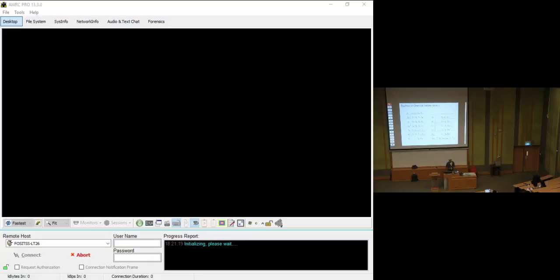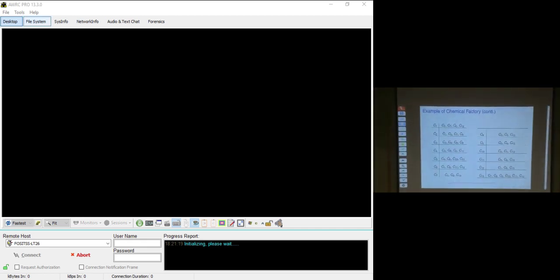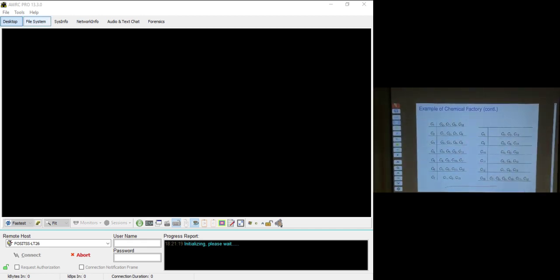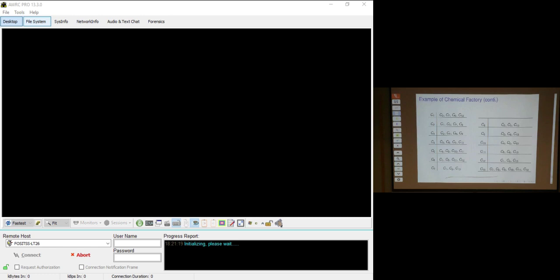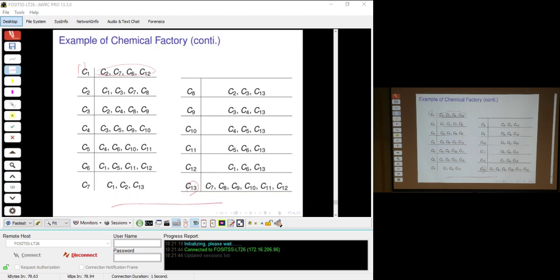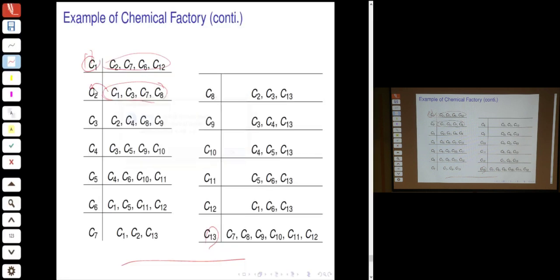that no dangerous combination of chemicals occurs together in the same warehouse. So, this is the problem. And so, here in the first column you have various chemicals, all the 13 chemicals listed, and for each chemical you have a list of other chemicals which are dangerous when stored together with the first chemical. Okay? So, the chemicals in the row are the dangerous combinations when stored with the chemical in the first column.